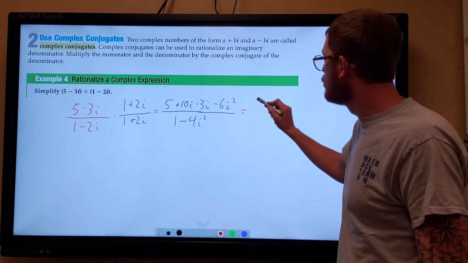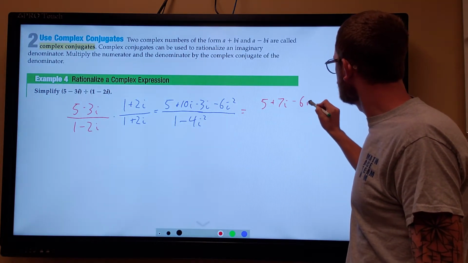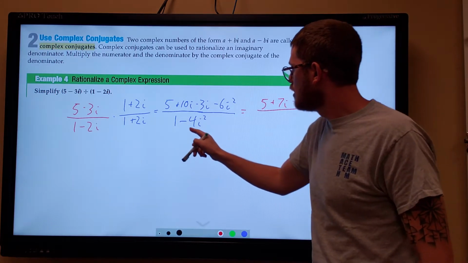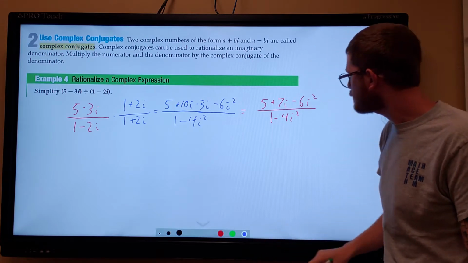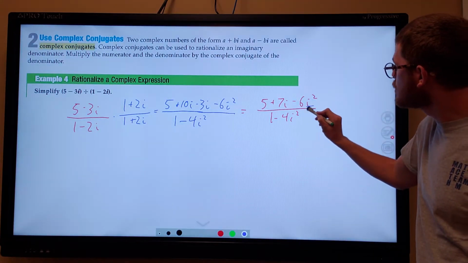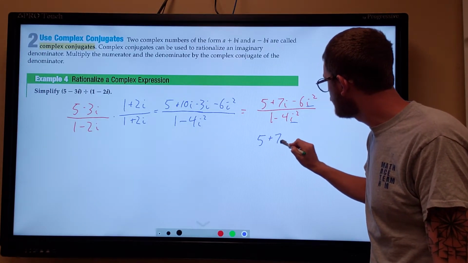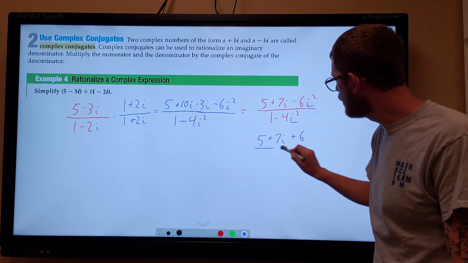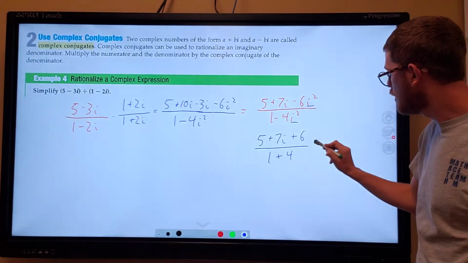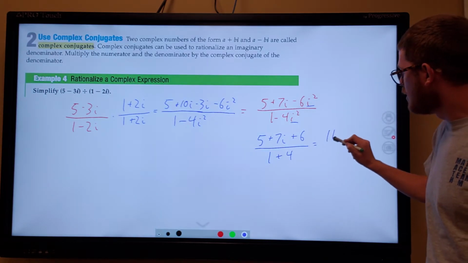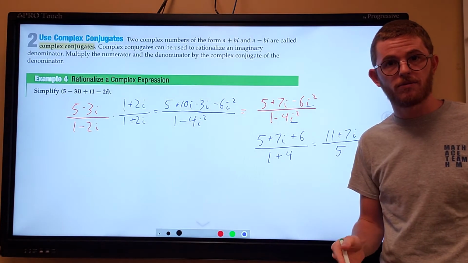I'm going to simplify the numerator. This is 5 plus 7i minus 6i squared. In the denominator, I'm just going to leave this the way it is for a second. And we can change the i squareds to negative 1. So we have 5 plus 7i plus 6. On the bottom we have 1 plus 4, which gives us 11 plus 7i over 5.